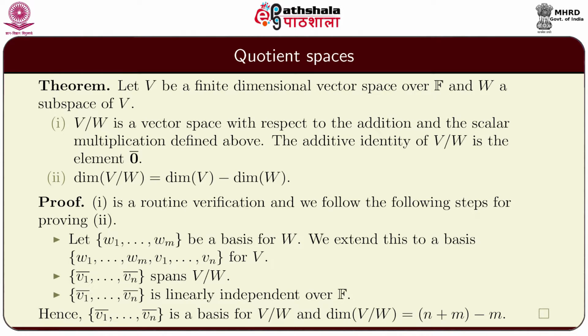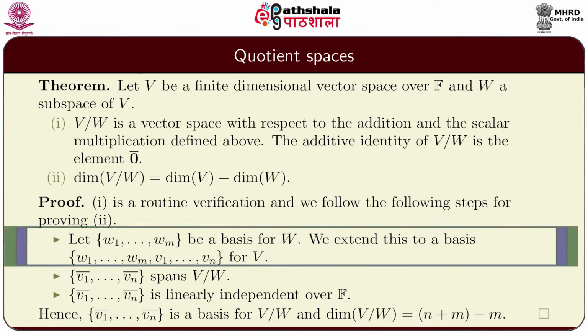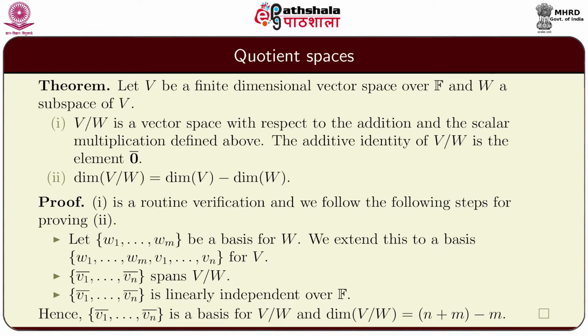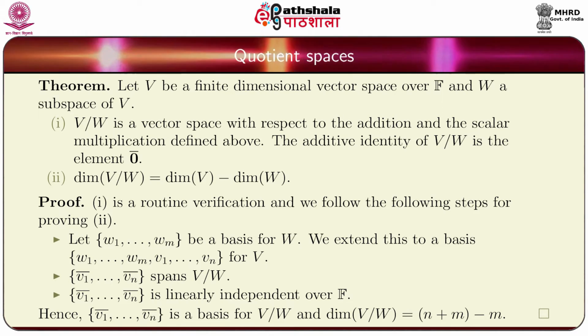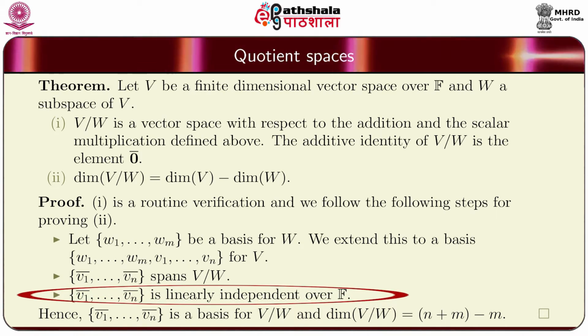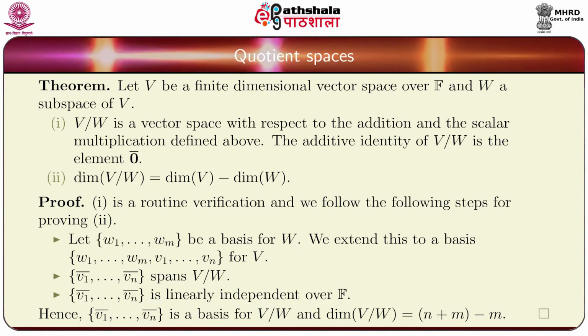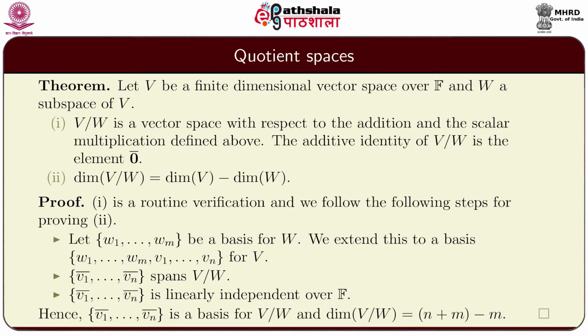Now for part 2, we follow the following steps. Let W1, W2 and so on Wm be a basis for W. We extend this to a basis W1 etc. up to Wm, comma V1 etc. up to Vn for V. Then it is easy to see that the vectors V1 bar, V2 bar and so on Vn bar span this quotient space V quotient W. Moreover, this set of vectors V1 bar and so on up to Vn bar is linearly independent over F. Hence, the set containing V1 bar and so on Vn bar is a basis for the quotient space V quotient W, and dimension of V quotient W is n, that is n plus m minus m, that is dimension of V minus dimension of W.